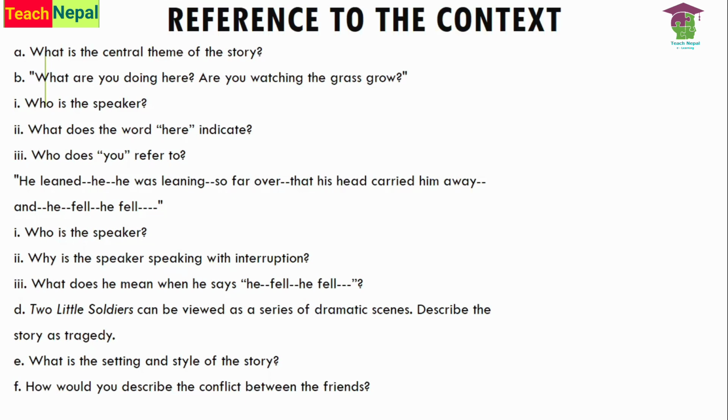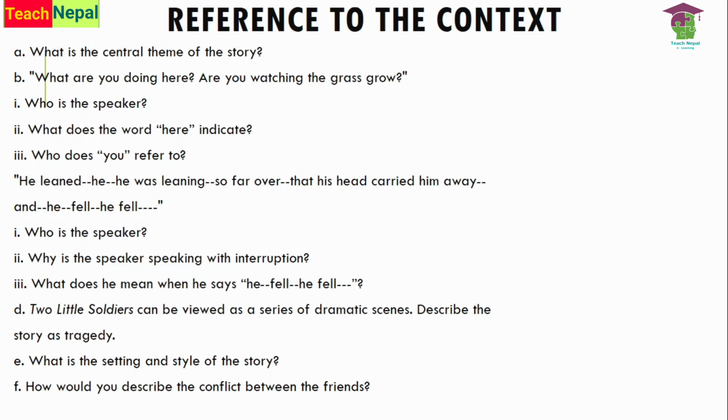What are you doing here? Are you watching the grass? Or are you watching the grass grow? Who is the speaker, right? Or what does the word here indicate? Who does you refer to? These things यो कुरा चाहिँ हामीले बुकबाट इजिली को चाहिँ स्पिकर हो भन्ने कुरा थाहा पाउन सकिन्छ, right? In that way, please do the thing.